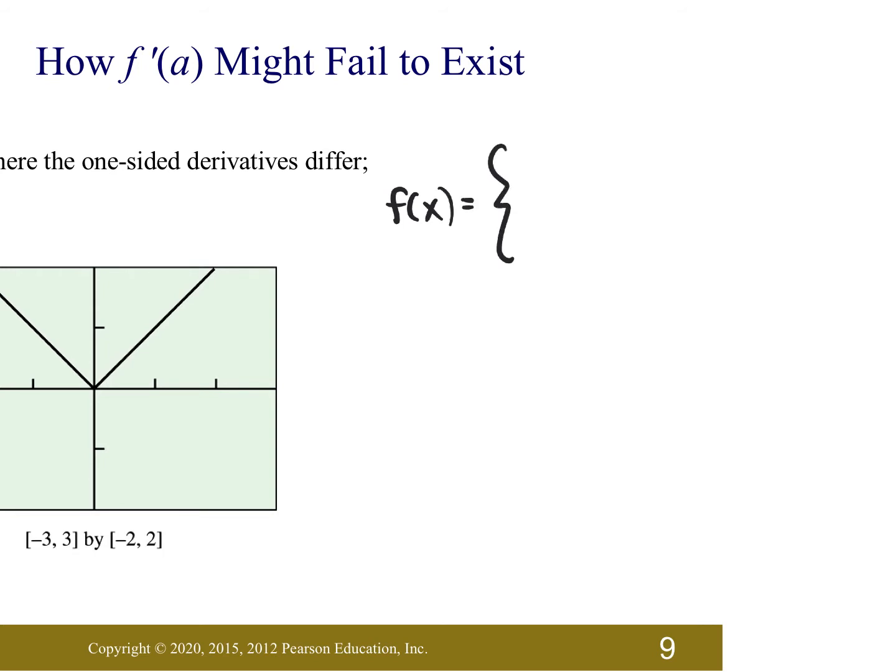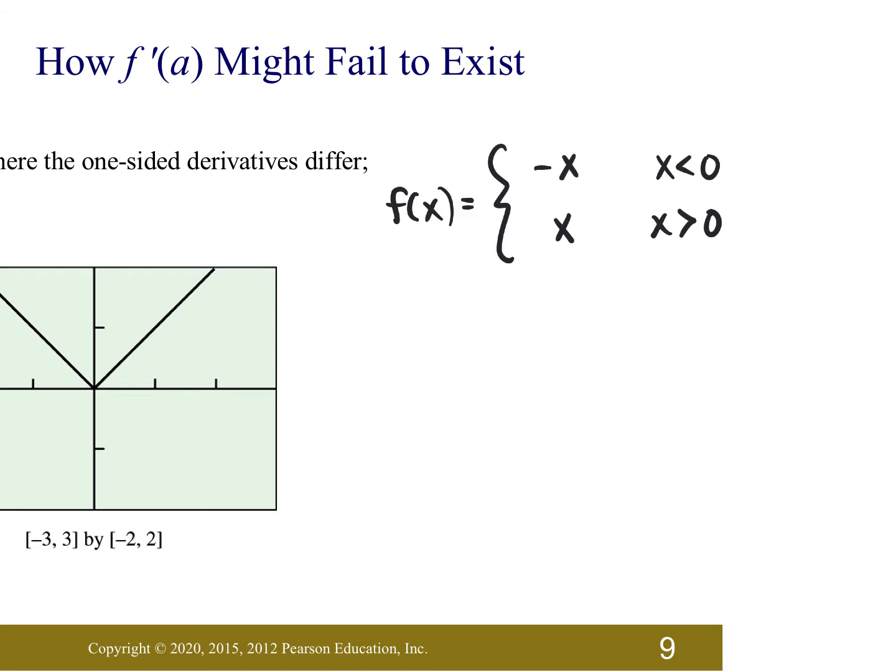How do I split up an absolute value into two different pieces? Negative x, so it's a slope that's going down when x is less than 0. Positive x when x is greater than 0. It doesn't matter where you put the equal to. I could put it in either one, not on both, but in either one. It doesn't matter.